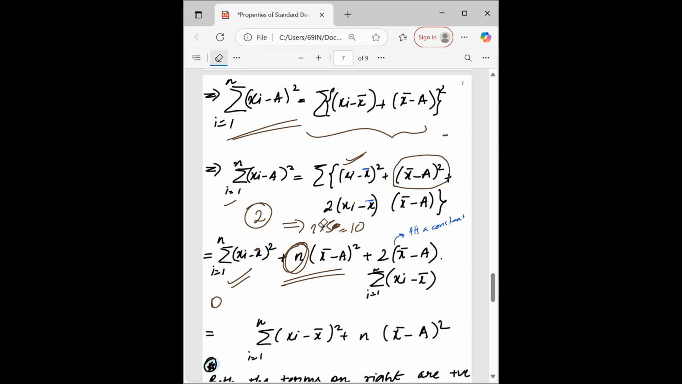Let's erase this part or else you'll get confused when you get the notes.